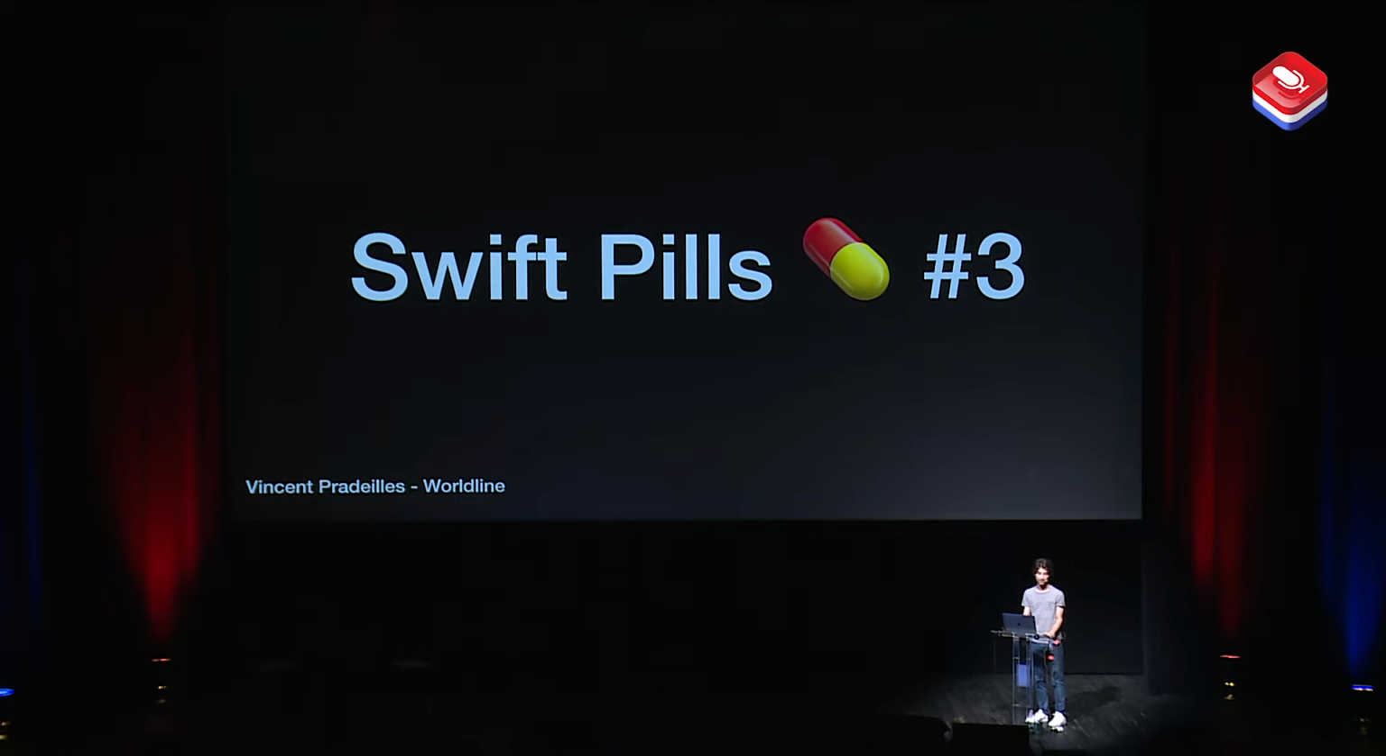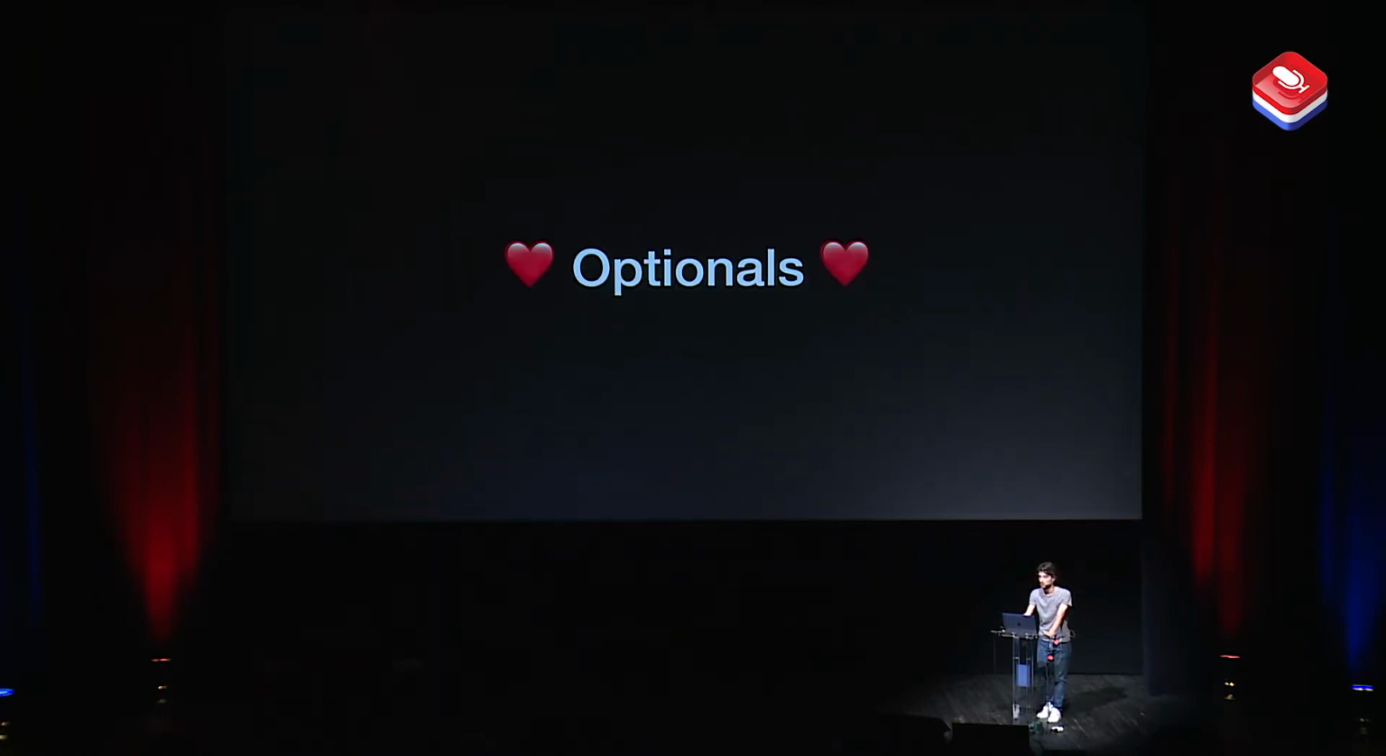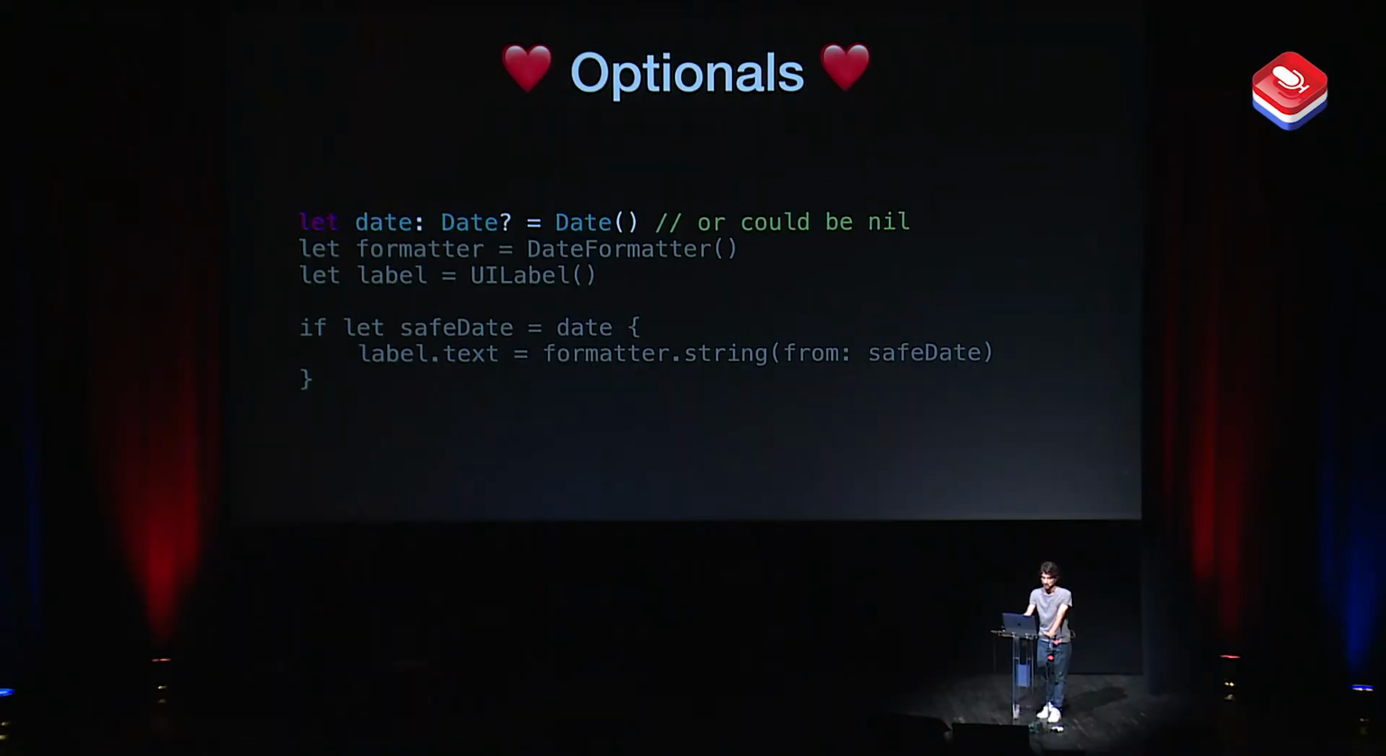So time for the third and last Swift pill. And for this one, we're going to talk about a topic that every Swift developer knows and loves. It's optionals. So I'm sure you've already written that kind of code where you have an object that is optional.